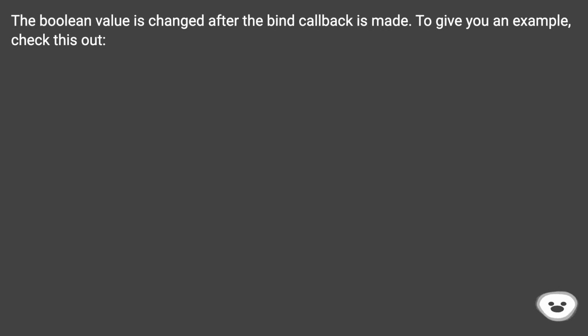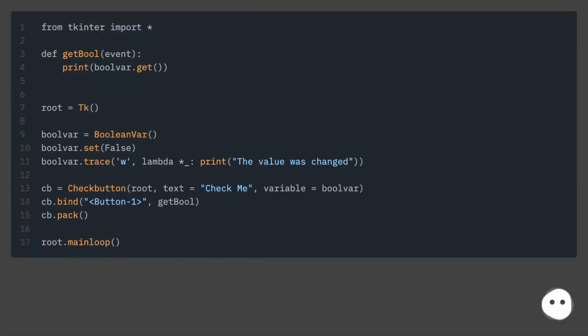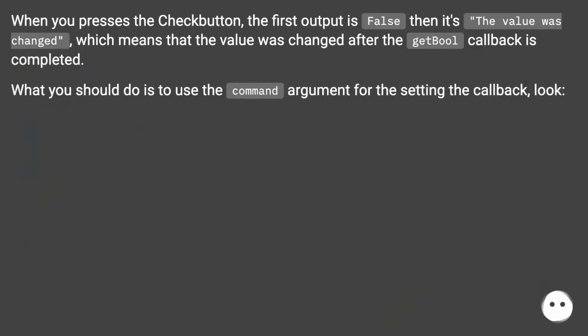The Boolean value is changed after the bind callback is made. To give you an example, check this out. When you press the check button, the first output is false, then the value was changed, which means that the value was changed after the getBool callback is completed.